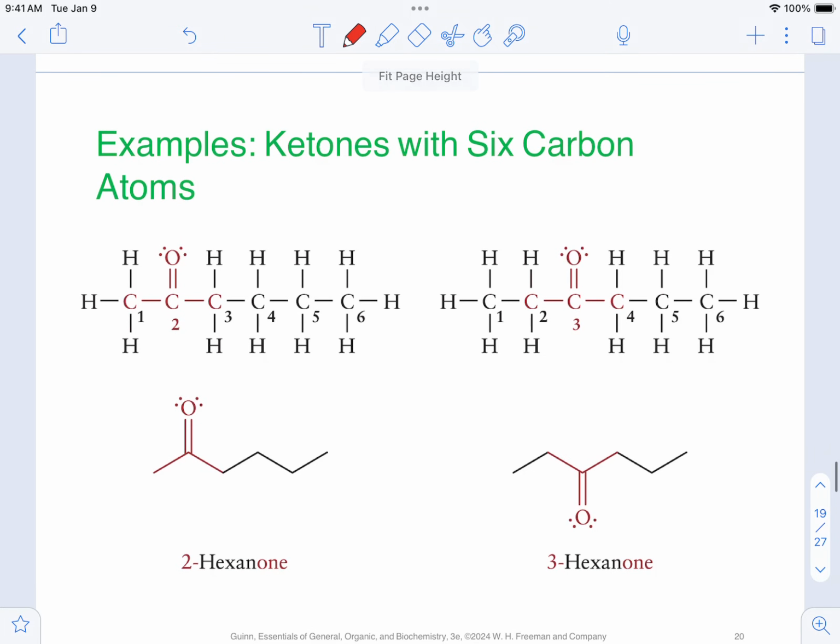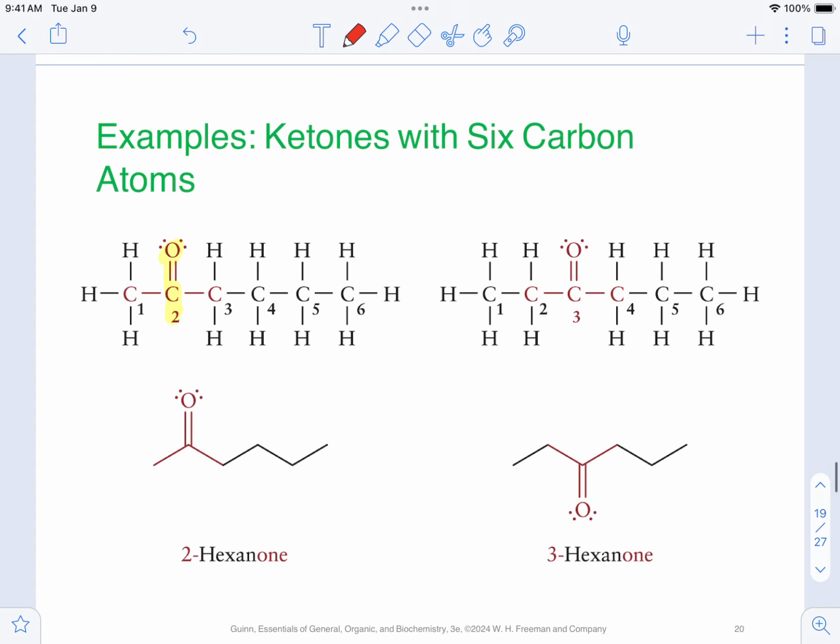So if we look at an example here, there's your carbonyl carbon, and this looks like it has 6 carbons attached to it. And we're changing the ending to ONE. And we put a 2 here because that is where the carbonyl carbon is located. Over here, the carbonyl carbon is on the 3rd, so we put a 3. Still has 6 carbons total.